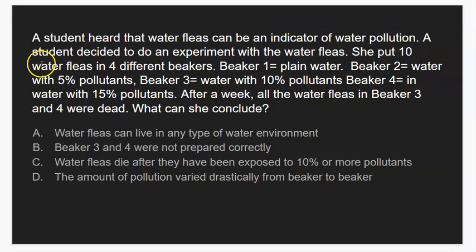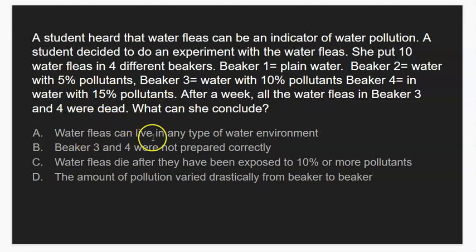All right, a student heard that water fleas, that's a little teeny tiny, almost microscopic bug, can be an indicator of water pollution. So a student does this experiment. They have 10 water fleas in 4 different beakers. They put 10 in plain water, 10 in water with 5% pollutants, 10 in water with 10% pollutants, and in water with 15% pollutants. After a week, all the water fleas in beaker number 3 with the 10% and beaker number 4 with the 15% were dead.